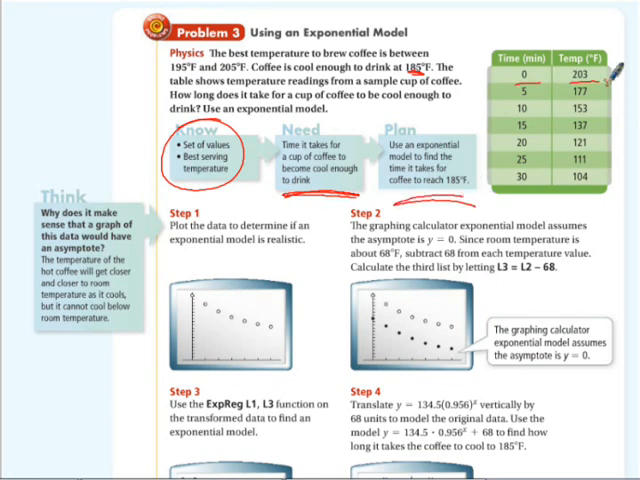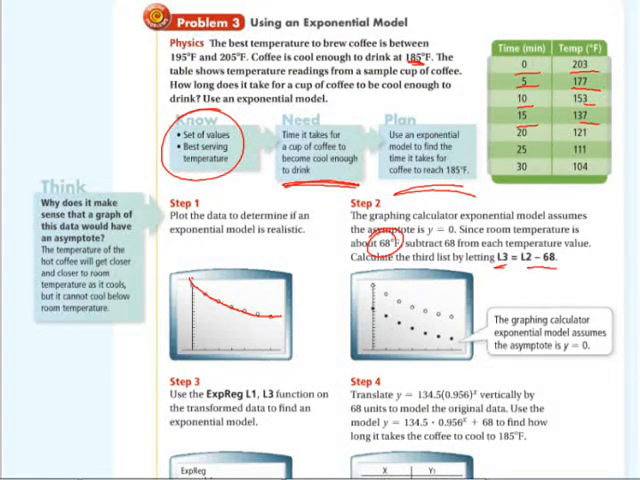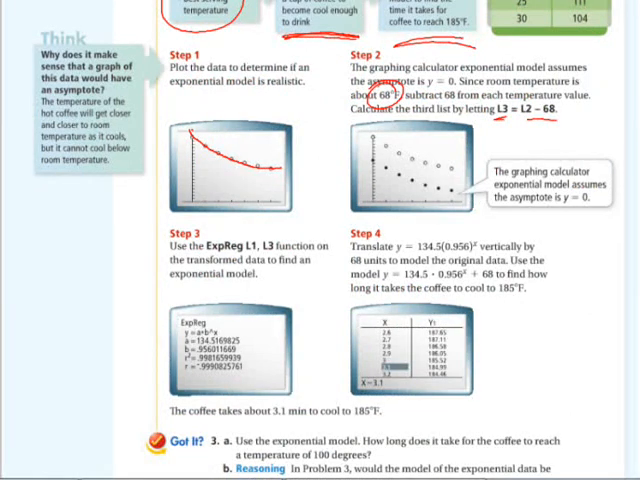So at 0 minutes, it was this temperature, 5, it was this, 10, this, 15, and so on. It keeps getting cooler and cooler, obviously. So we plot the data to determine if an exponential model is realistic. Because it is kind of going down and then starting to curve, that looks like an exponential model. The graphing calculator exponential model assumes the asymptote is y equals 0. Since room temperature is about 68 degrees, we subtract 68 from each temperature value. Calculate the third list by letting L3 equal L2. We'll talk about how to do that in your graphing calculator and why you need to do that. But we're not assuming 0 because it's not going to get down to 0 degrees.